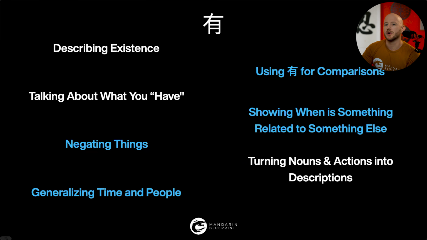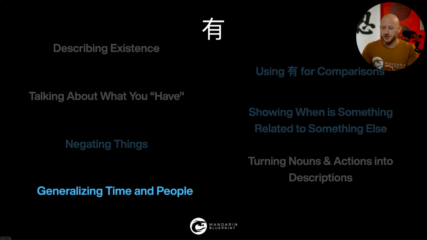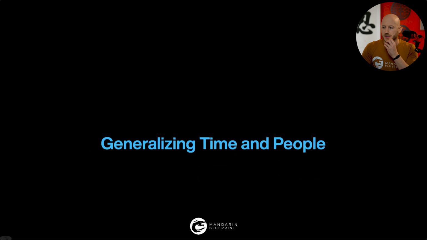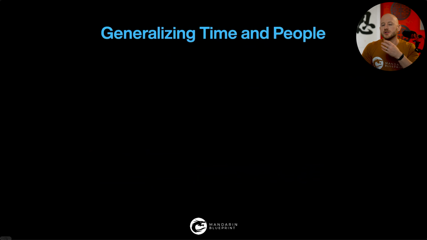Now, let's look at how you can use 有 to generalize groups of people or times that things have happened. You'll see what I mean. It's very, very useful, because oftentimes you don't want to say specifically who said something.